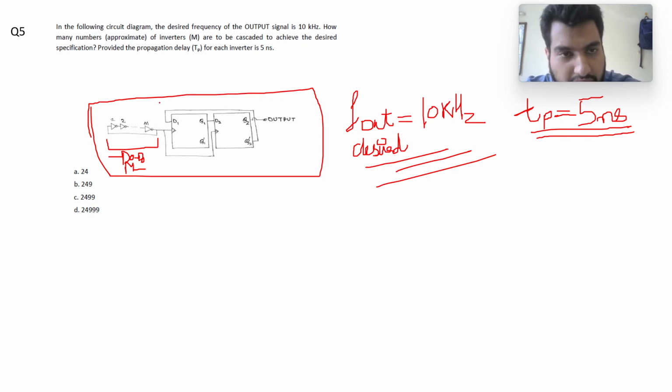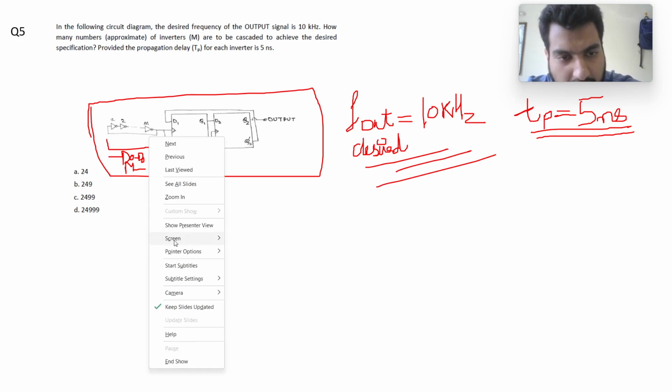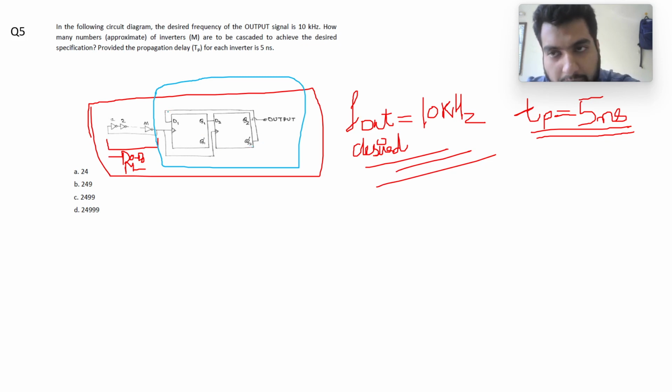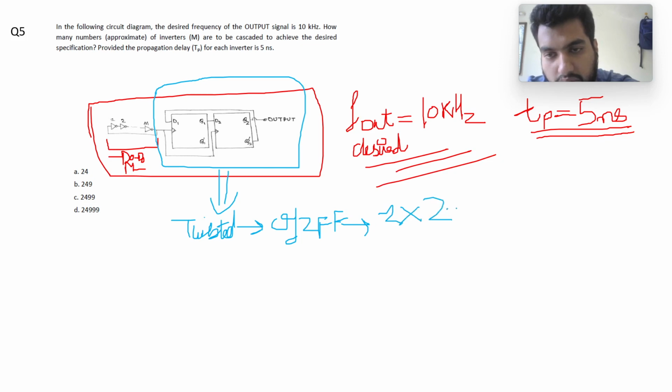So before going to this cascade part, let's look at this part. Let me use a different color. This part, if we carefully examine this, what is this? It consists of two flip-flops, and the output of the second flip-flop is connected to the input of the first flip-flop, and we know this topology refers to a twisted ring counter or Johnson counter. So this is a twisted ring counter of two flip-flops. That means it will count 2 into 2, 4 states.